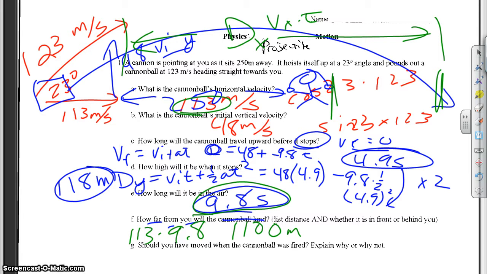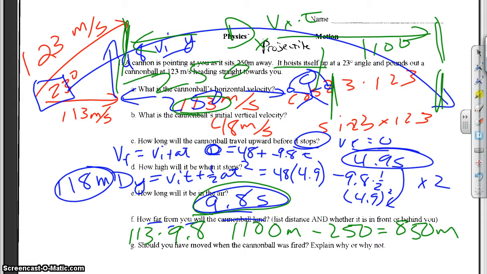And 1100 meters is how far it goes from where it was launched, but I am 250 away from the cannon. So 1100 minus 250 is how far from me it lands, which is where I got the 850 meters.